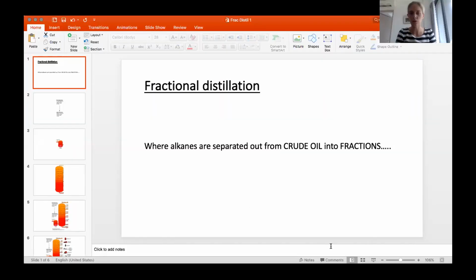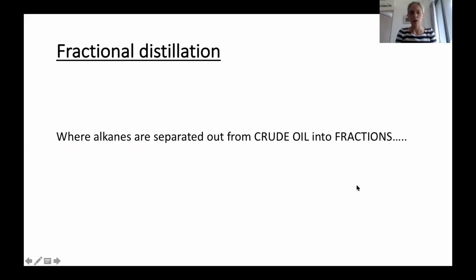Okay, today we're going to have a look at a process called fractional distillation, which is really important for how we get hold of our hydrocarbons in the long run. So let's have a quick look at very simple ideas we're going to have to look at. So fractional distillation is a process where alkanes are separated out from crude oil into fractions.